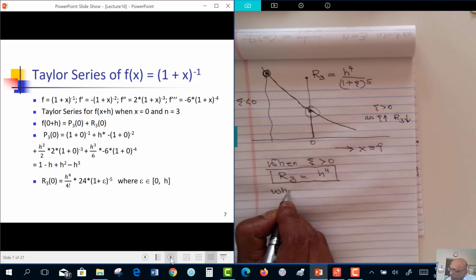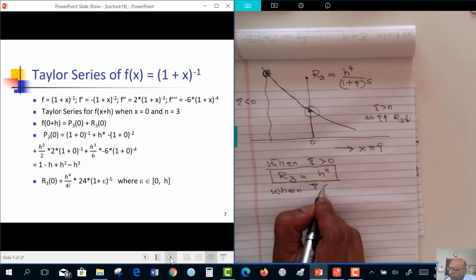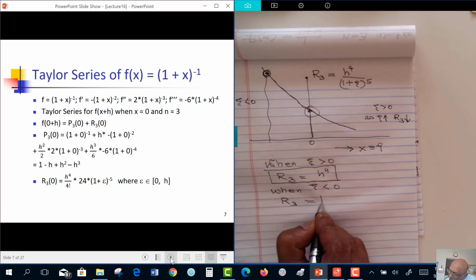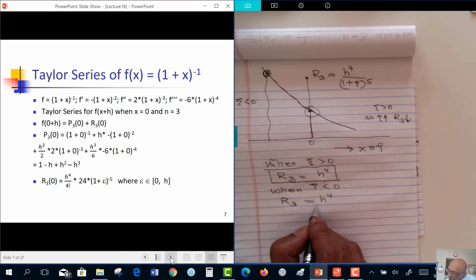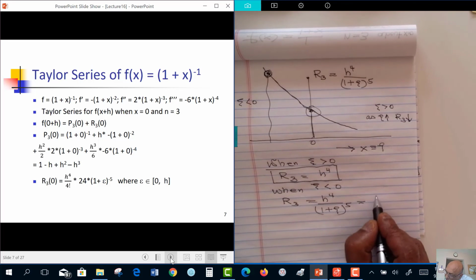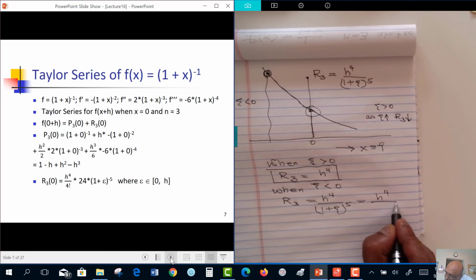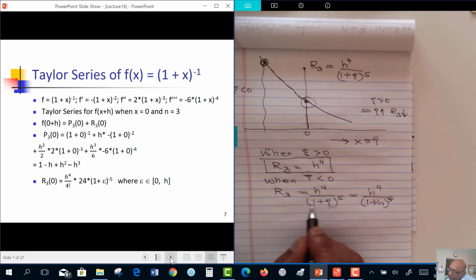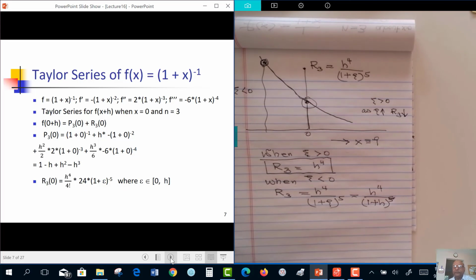So when zeta is negative, R3 would be h to the power 4 divided by 1 plus zeta to the power 5. But of course, zeta can be no more than h. So you substitute h to the power 4 over 1 plus h to the power 5. So this is what we will have.